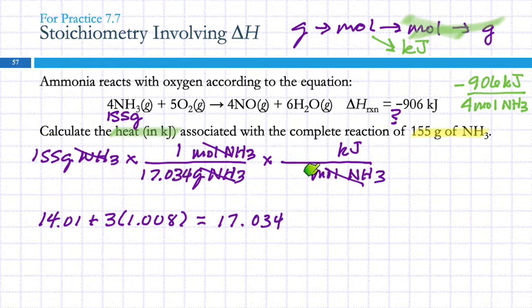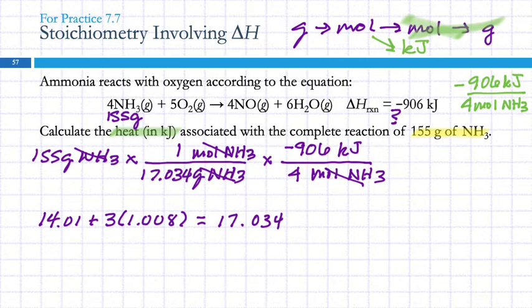And then this, just like the mole-to-mole ratio, comes straight from the equation. You just read it off. How many kilojoules? Negative 906. How many moles of ammonia? 4. 4 moles of ammonia.